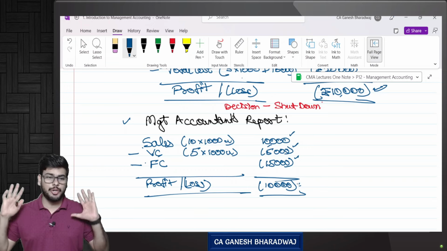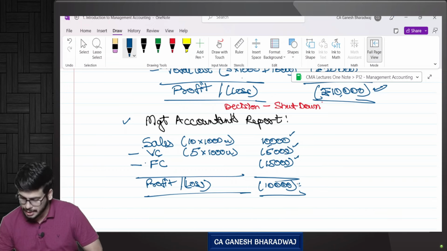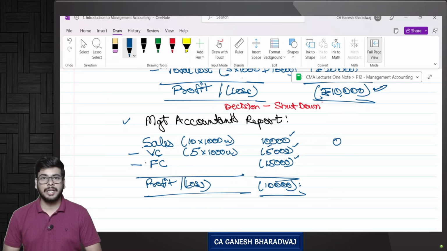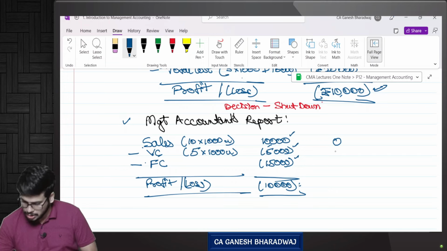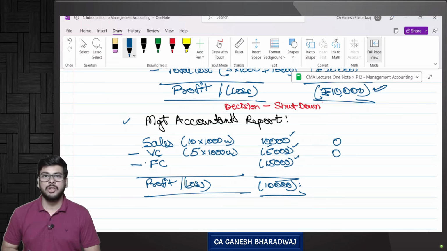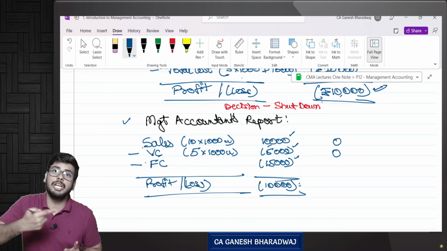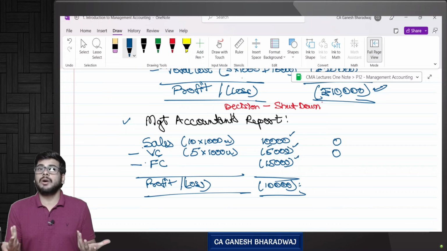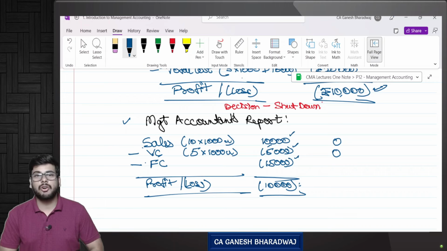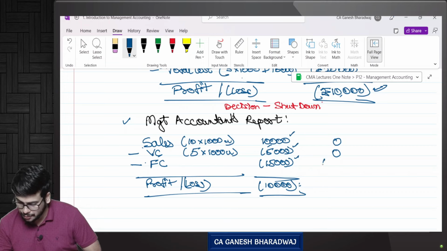Suppose you shut down, that is, you are not going to produce anything. How much will be the sales? Zero. Correct. How much will be the variable cost? Variable cost will also be zero. Why? Variable cost is incurred only when you produce something. Correct. Now I'm not going to produce anything here, so variable cost will be zero. How much will be the fixed cost? I'll have to bear 15,000 rupees.